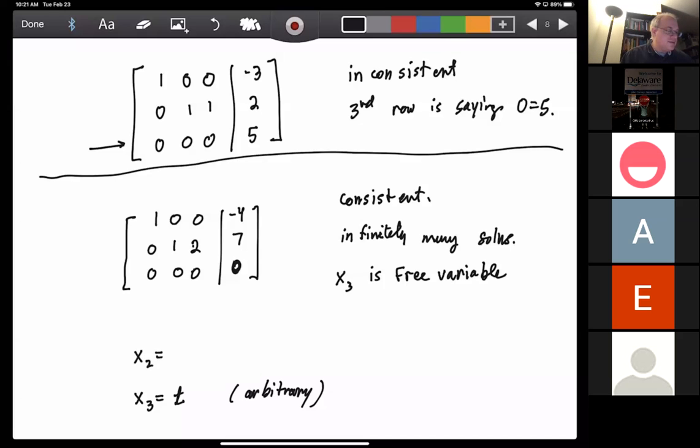How would you write x2? So look at the middle row here. x2 plus 2x3 is equal to 7. So x2 is going to be 7 minus 2x3, so minus 2t. Okay. And how would you write x1? How would you express the solution for x1? Think about the first row. What's the first row telling you?